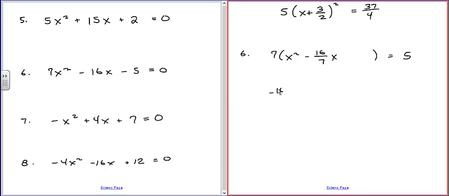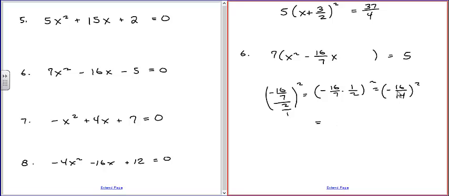Then we take -16/7 divided by 2. We're going to square that. Now, here we have 2 in the denominator, so we're going to take the reciprocal of 2 over 1, which is 1 over 2. So that's going to be the same as -16/7 times 1 over 2. Dividing here by 2 over 1, so we're multiplying by 1 over 2. So that's -16/14 quantity squared. And you can see I can simplify that. So that'll become -8/7.